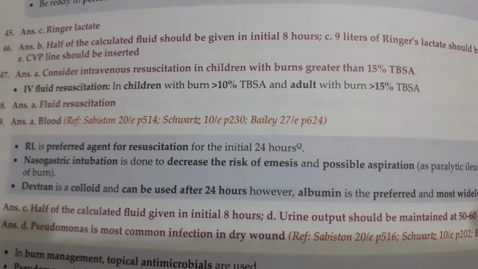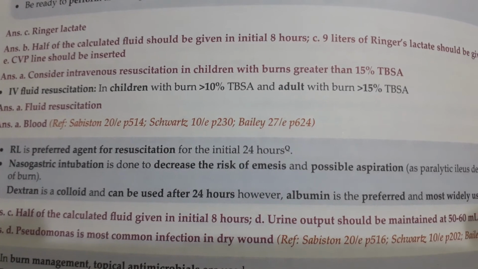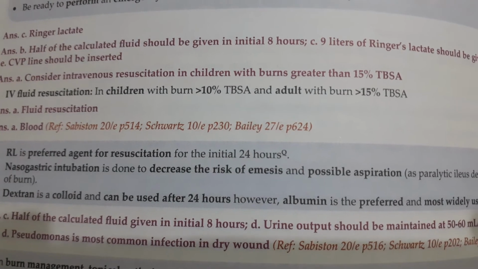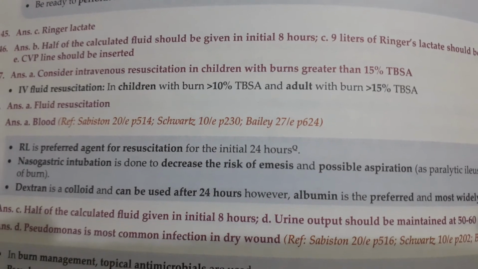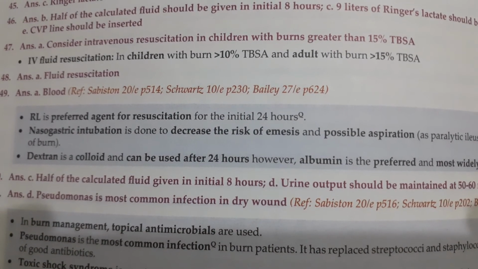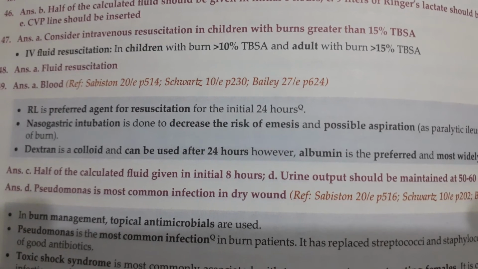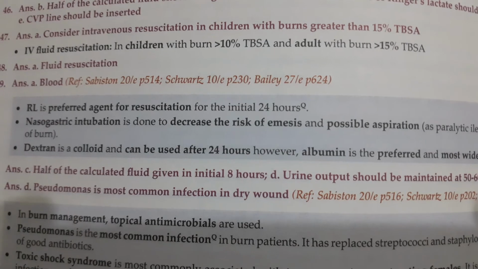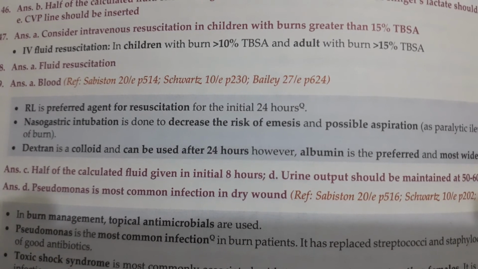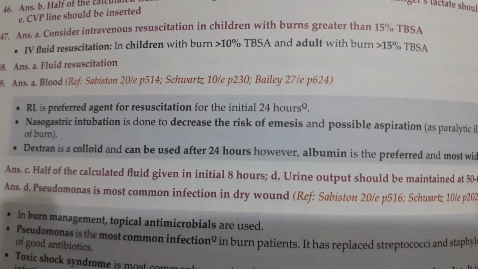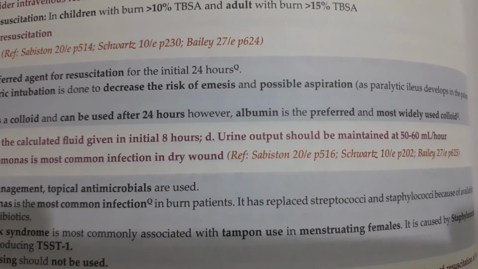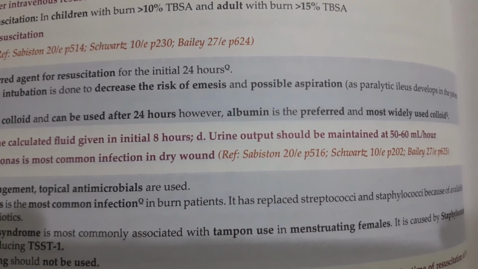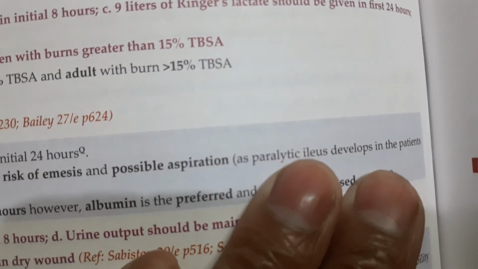IV fluid resuscitation is given in children with burn more than 10% TBSA, and adults with burn more than 15% TBSA. RL is the preferred agent for resuscitation for the initial 24 hours. Nasogastric intubation is done to decrease the risk of emesis and possible aspiration as a paralytic ileus develops in these patients.